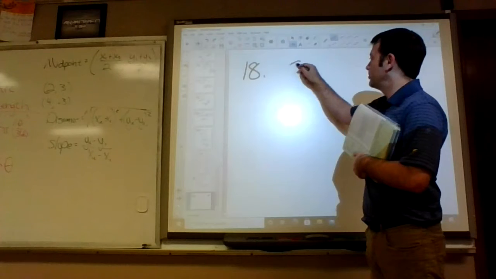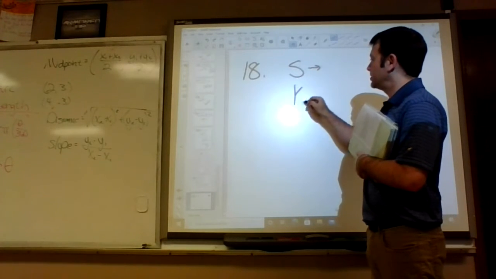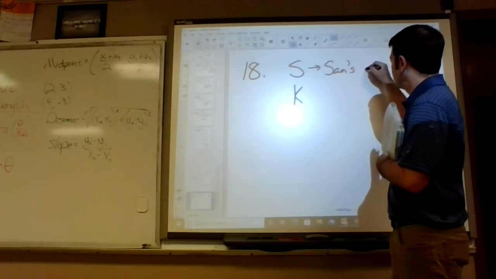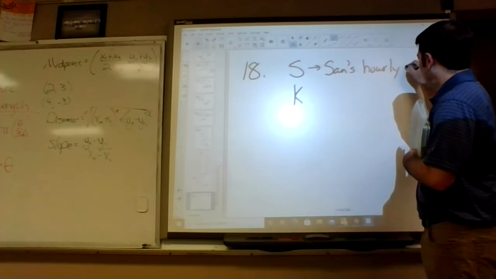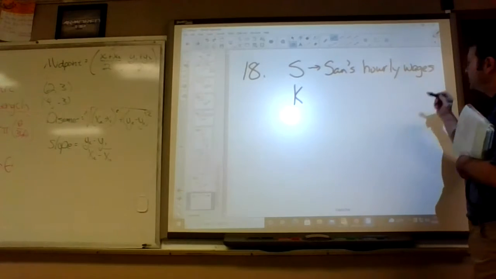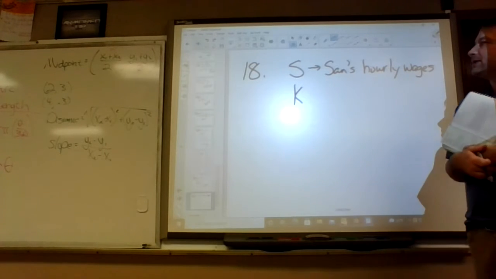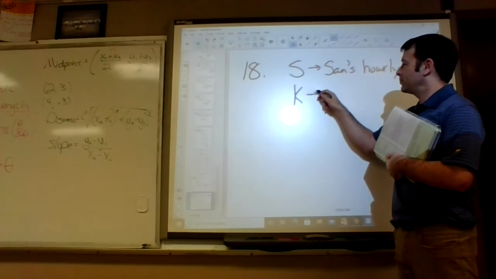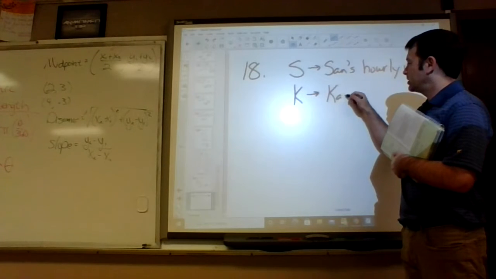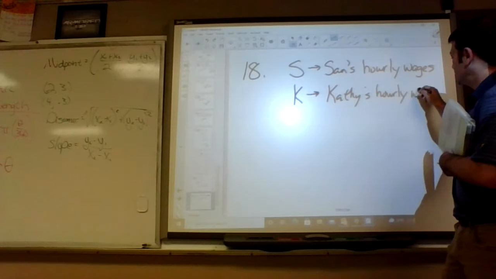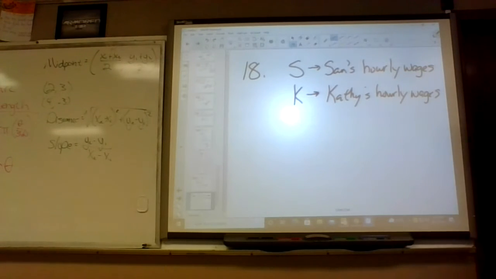Okay, I'm going to let my variable be S and K. Guess what S stands for? Sam's hourly wages. And K stands for Kathy's hourly wages. Okay, so I can't just use W because we got two different hourly wages.